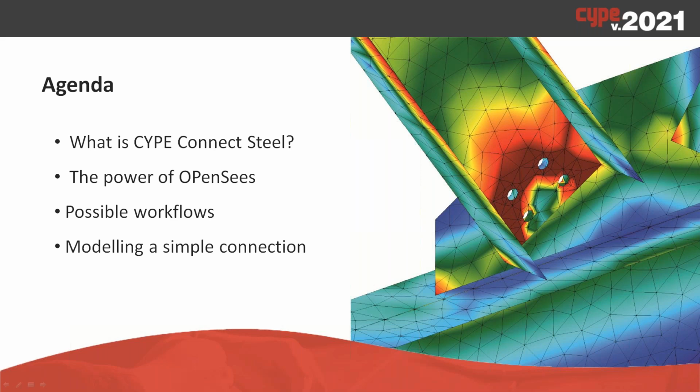The third important point that we will see during this presentation is the possible workflows. It's very important to know the function of a program and its position in the possible workflow of a complete project. And at the end of this presentation, we will model a simple connection. During this modeling, we will see the different menus and tools that we have available in the application CYPE Connect Steel.